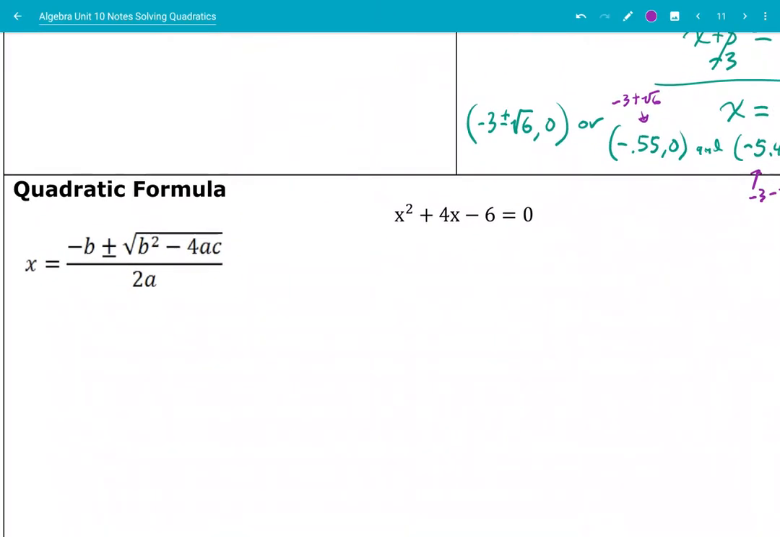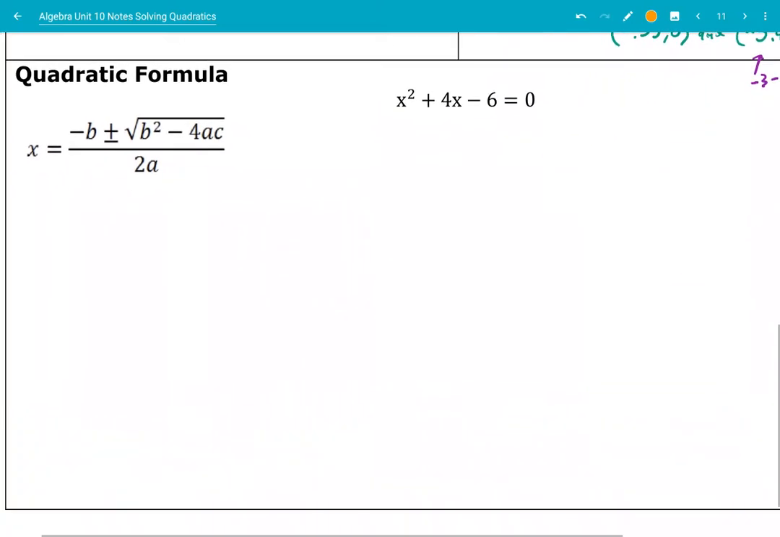This one always works as well, and it's probably a little bit easier to do. You just plug numbers into the formula and evaluate. So, yeah, this always works. Okay. So let's plug it into our formula. Here's A, here's B, and here's C.